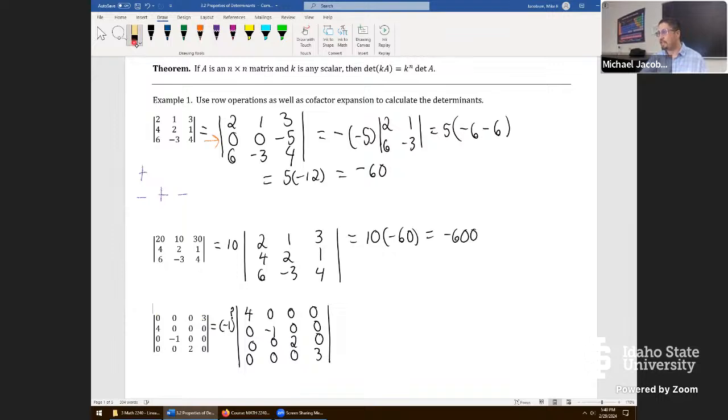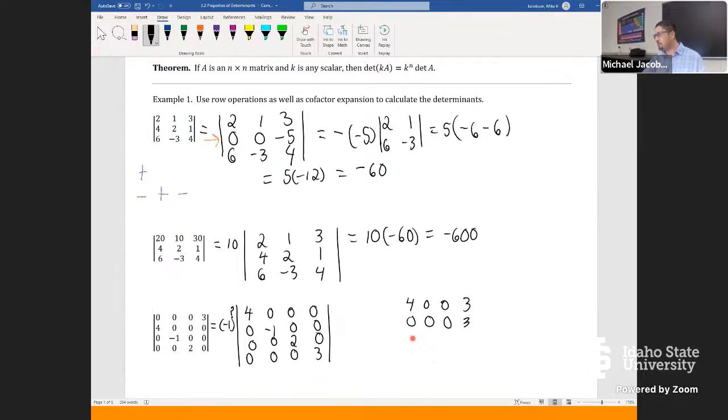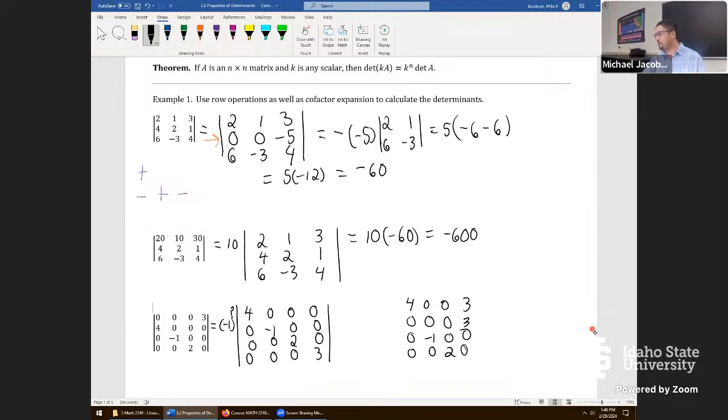Let me see if we can visualize it this way. On swap 1, you would have 4, 0, 0, 3. Oh, that's also a 0. And 0, 0, 0, 3, 0, that's kind of weird, 0, -1, 0, 0, 0, 0, 2, 0. So that's swap 1. But then you want to swap these two once again. You swap those two, it became this 0, -1, 0, 0. This is 2 swaps at this point, and 0, 0, 0, 3. So let's count them, 2 swaps.